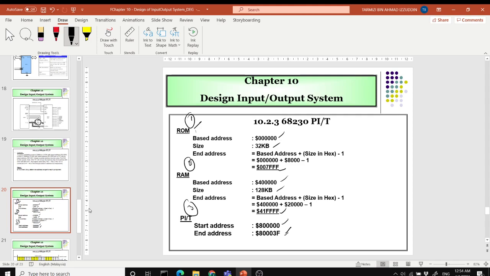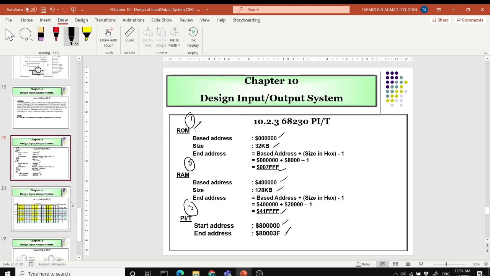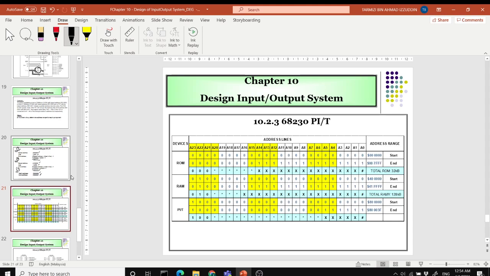So then what do you do? Once you have figured out this part, you're going to create a table. Okay, this is also covered last time in memory interfacing. Look back at the video if you don't understand, and study the slide again if you don't understand. I'm going to go through this very quickly, because this has already been covered. So you have your start address and your end address here.